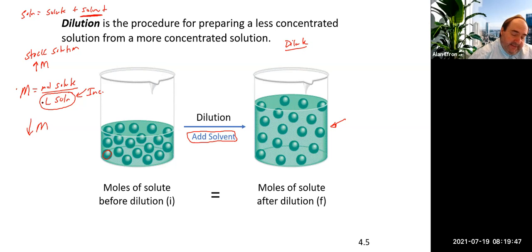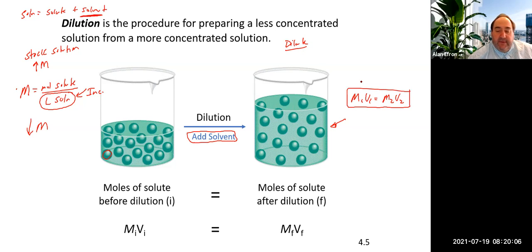So there actually is a formula that goes with dilution, and it is M1 V1 equals M2 V2, where these are initial and final. This is really the dilution equation. And M1 here is the molarity of the more concentrated solution usually.